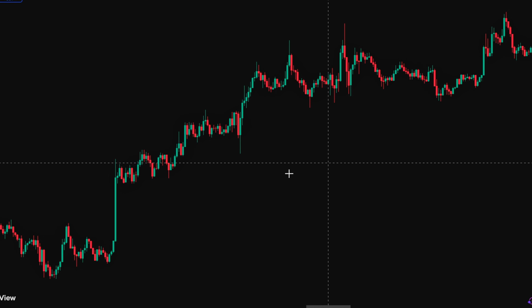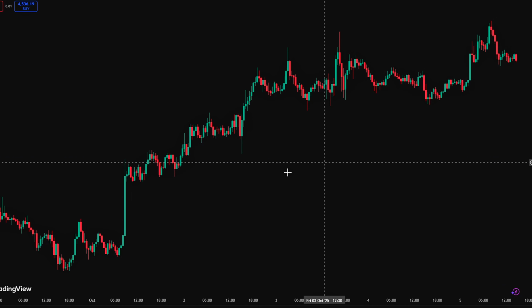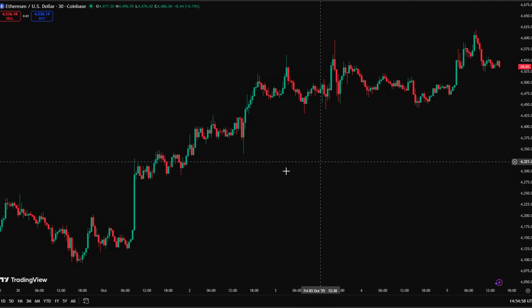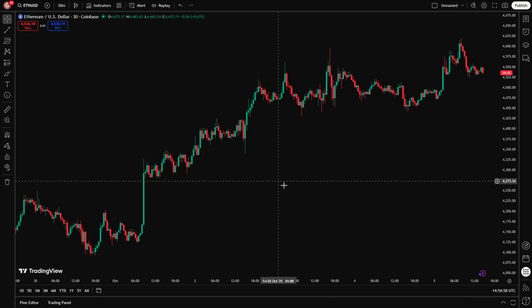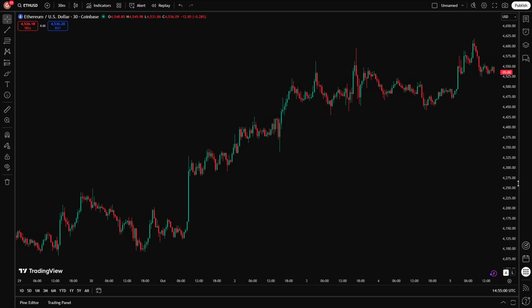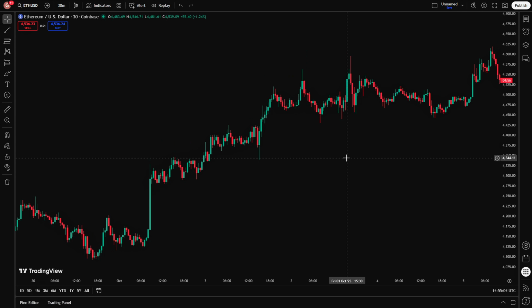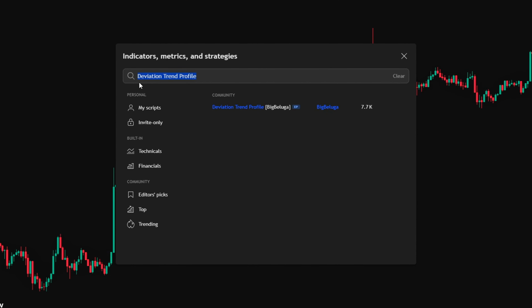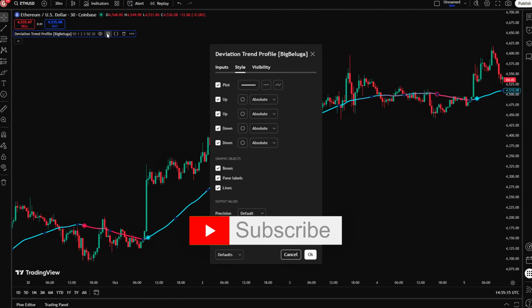Let's begin by setting up the Deviation Trend Profile indicator, the foundation of this strategy. This tool helps you identify potential turning points in price by combining moving average deviations with dynamic support and resistance levels. Here's how to add it. Open your TradingView chart. Click on Indicators at the top of the screen. In the search bar, type Deviation Trend Profile. Then select it from the results to add it to your chart.